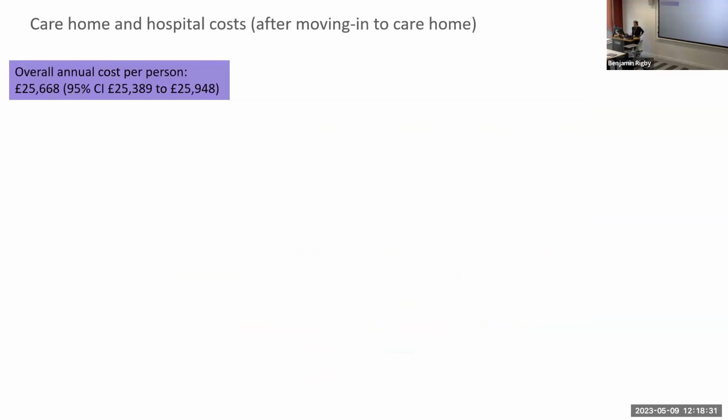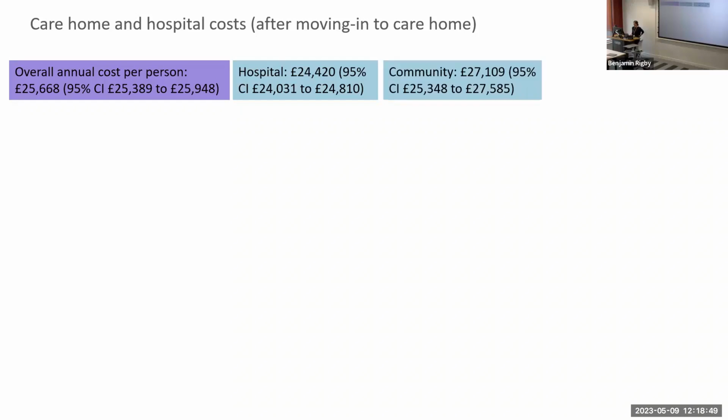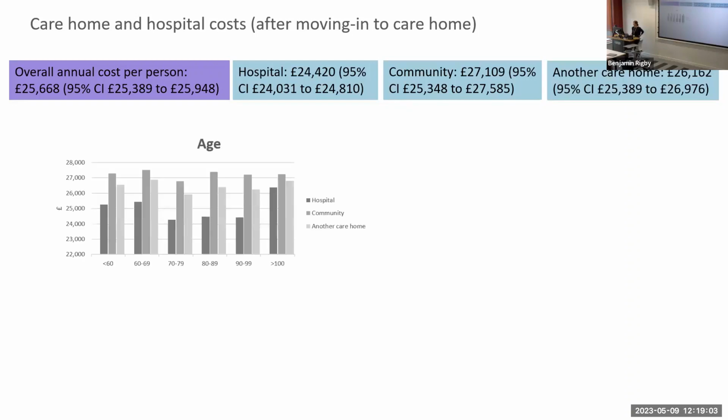So our estimated overall costs for people after moving into care homes, care home costs and hospital costs that have been incurred by people after they move into care home. Coming from hospital, around 24,000. People coming from the community had about 27,000 pounds in terms of costs annually. And then the other group coming from care home.